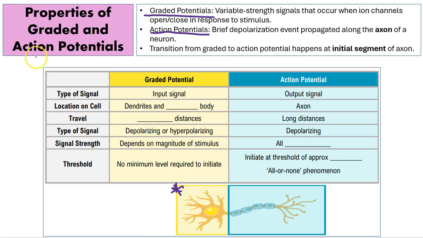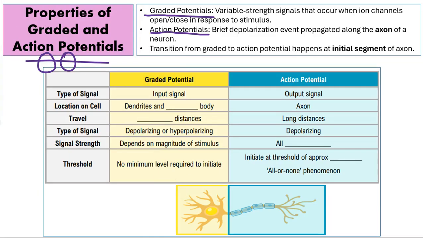Graded potentials, like it says here, are variable strength signals that occur when ion channels open and close in response to a stimulus. What does that mean? It means that we have our membrane, we have different leak channels. Those leak channels can be specific to potassium and sodium. And when some of those channels are open or closed in response to whatever stimulus the neuron is being given, that can create a graded potential. So let's go ahead and get an idea by just using our drawing down here.